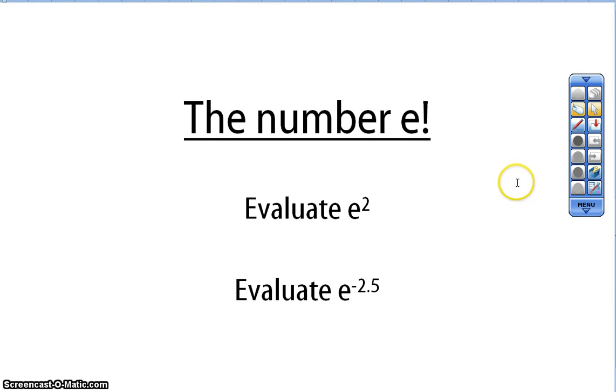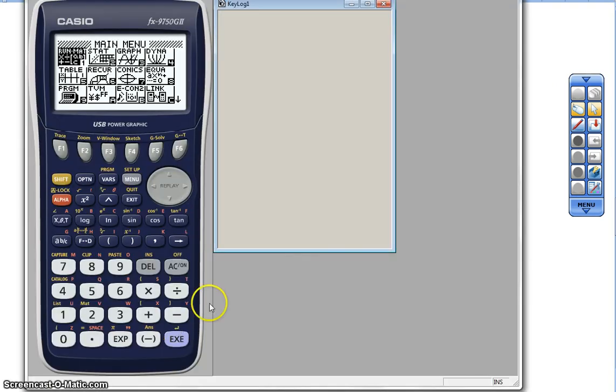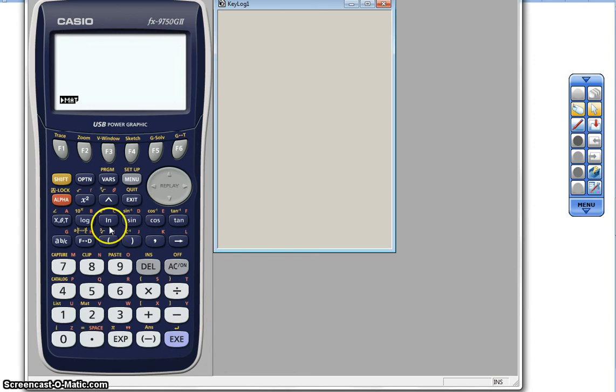Now, just like we have the symbol pi, pi represents 3.14, the number e, it sounds weird because you're saying the number and it's a letter, this e represents a number. If you go to your graphing calculator and you go to your run menu here, you can see that above this, it looks like an IN, but it's really LN, stands for natural log. We'll talk about that in this chapter too. Above this button is e to the x.